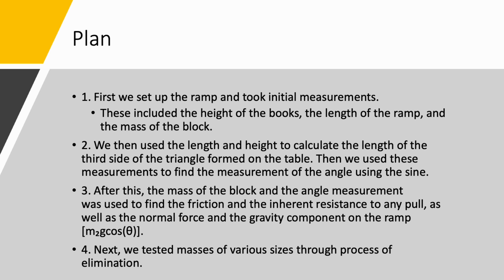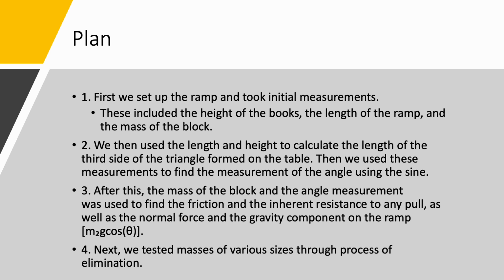First, we set up the ramp. We measured the length of the ramp, which was roughly 1 meter. We measured the height of the books that the ramp was leaning against, which was 14.5 centimeters, I believe. We got the mass of the block, which was already given to us, and we used the length of the ramp and the height of the books to determine, through trigonometric equations, the value of the angle. So that's step 2.